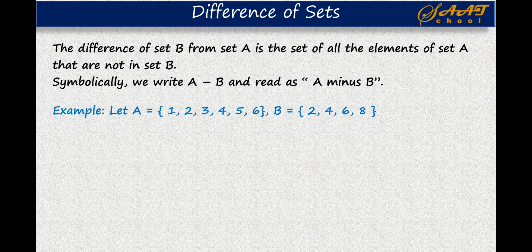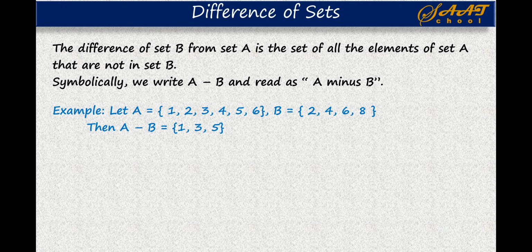Here, common elements are 2, 4, and 6. So to find A minus B, we subtract 2, 4, and 6 from set A. So the remaining elements will be now 1, 3, and 5. So this is the difference between A and B.